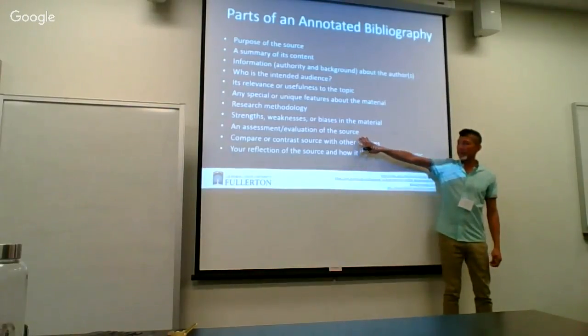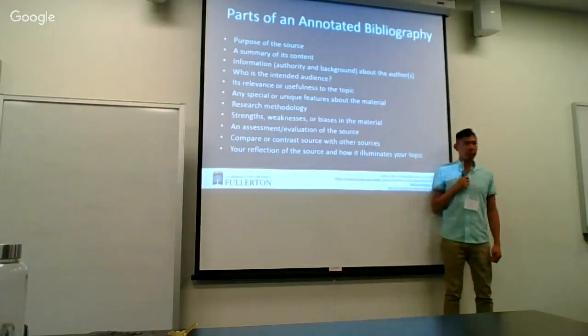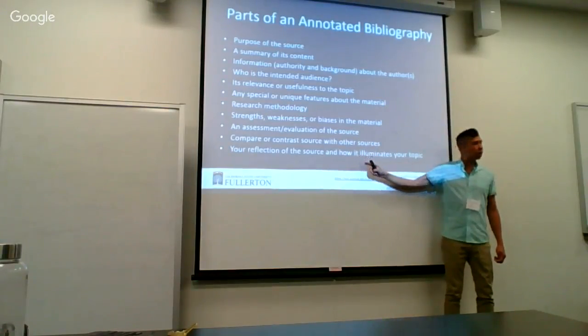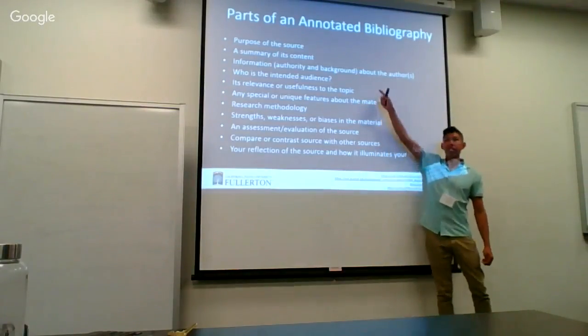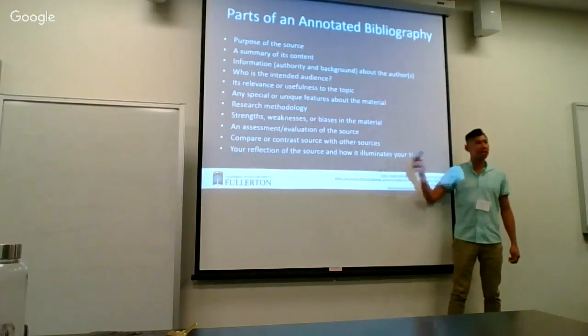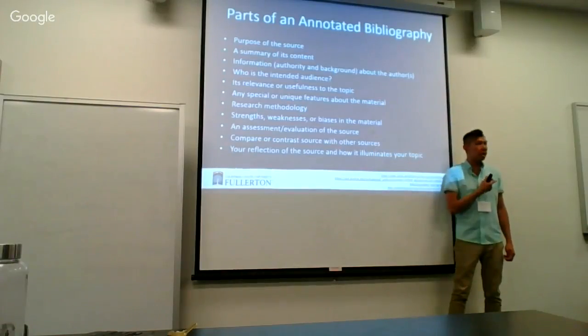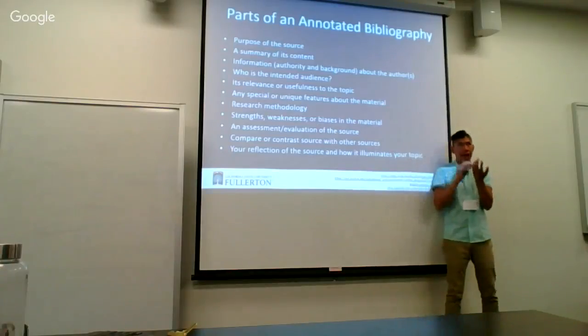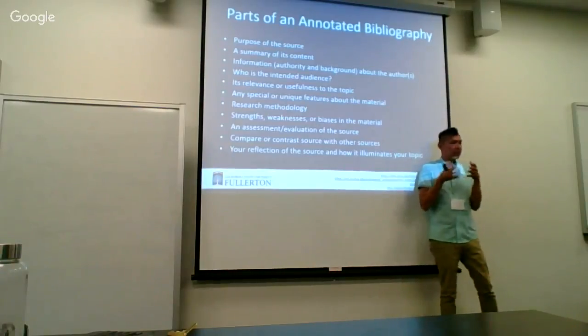An assessment and evaluation of the source, whether they think it's good or a critical evaluation of it. Compare and contrasting sources with other sources that you found. And your reflection of the source and how this illuminates your topic. So again, you might not find every single one of these bullet points within an AB or annotation, but you'll find most of these. Right? So this kind of helps you frame, okay, what should I be talking about within these 200 words?